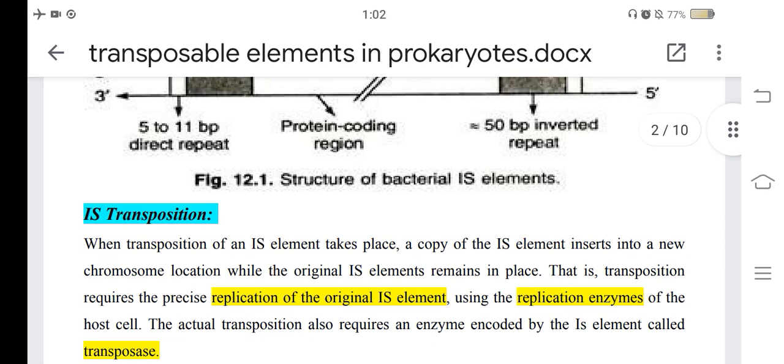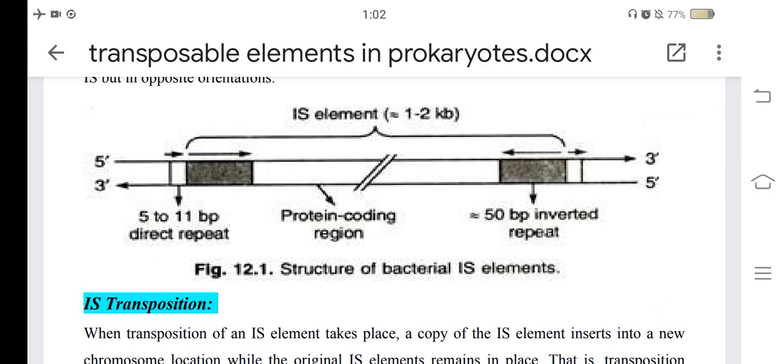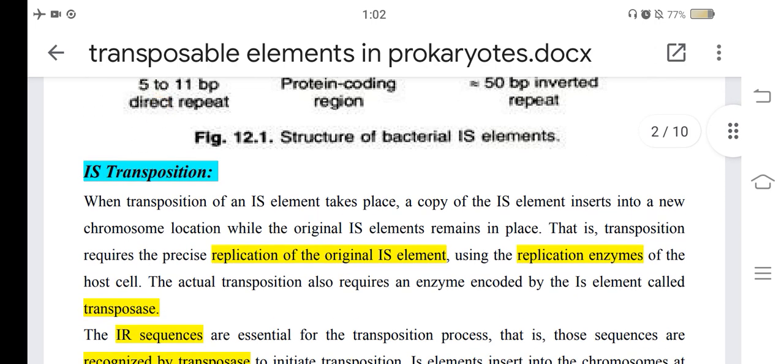Structure of a bacterial IS element: 5 to 11 base pair direct repeat, protein coding region, 50 base pair inverted repeat, IS element protein coding region.